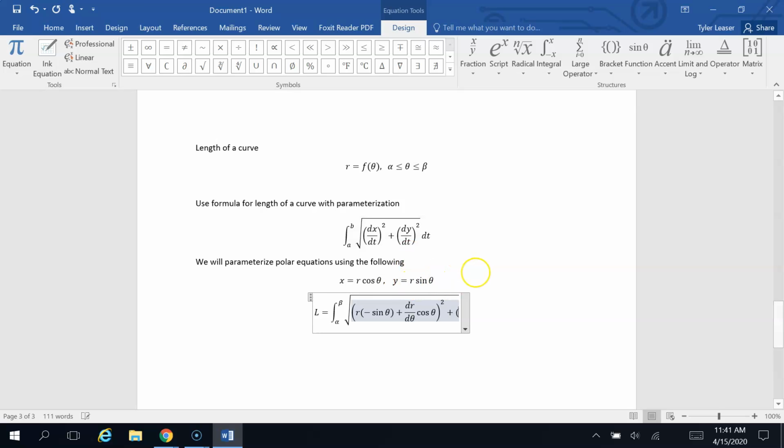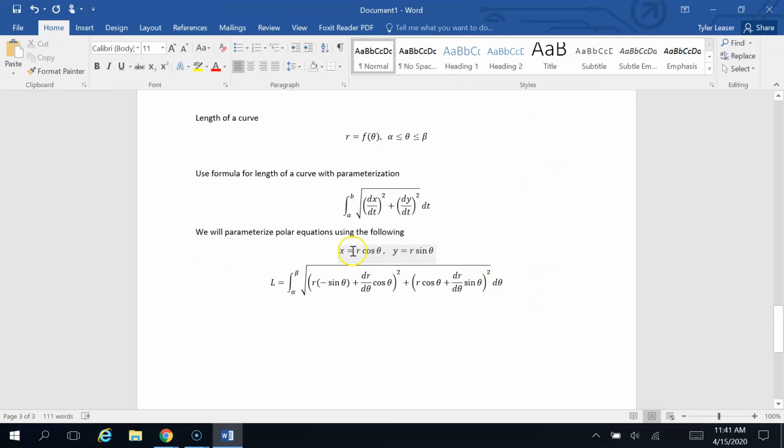So we're going to have to do another product rule here. So first derivative of the second is going to be our cosine theta plus the second derivative of the first, which is going to give us a dr d theta, and then just copying the sine down. And that is all squared. And then we have a d theta outside.